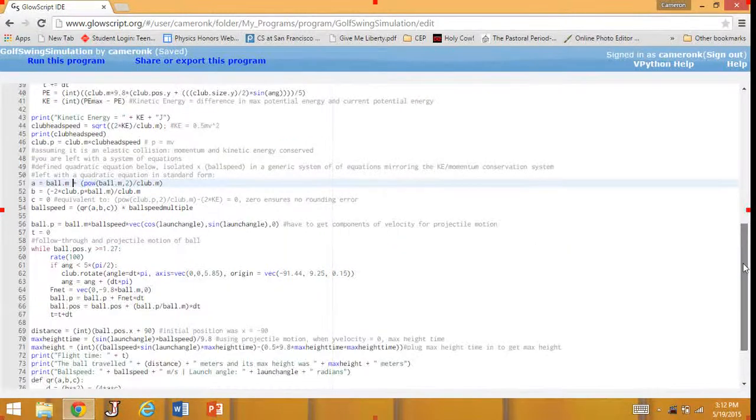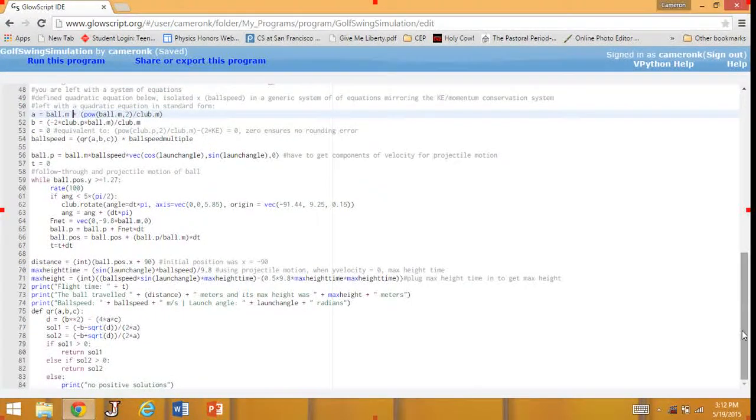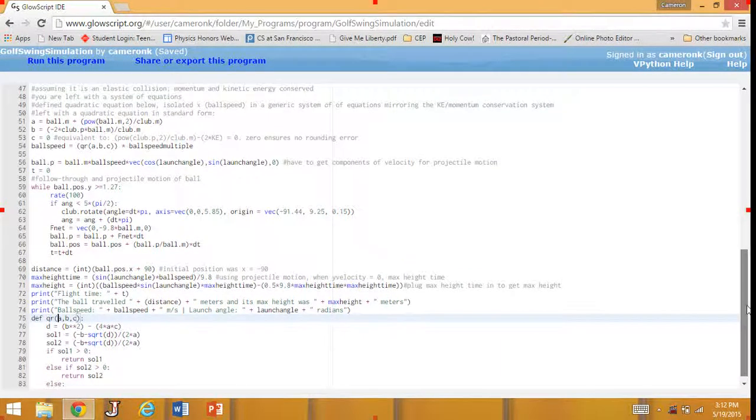So what I did was I defined a function at the bottom, which can be called at any time. I called it QR for quadratic, and the standard form of a quadratic equation is ax squared plus bx plus c. So I took those as parameters, which I got from isolating x in the system of equations above.